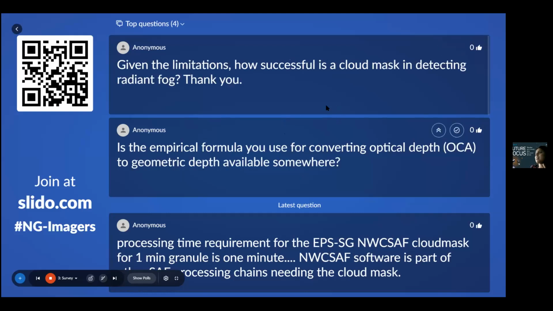Given the limitation, how successful is a cloud mask in detecting radiant fog?